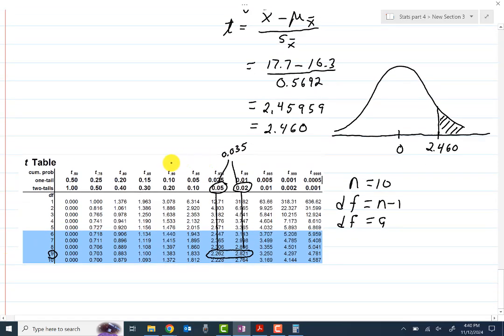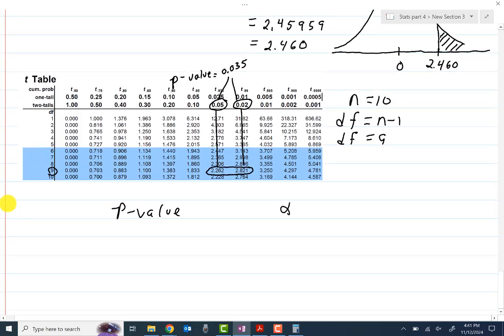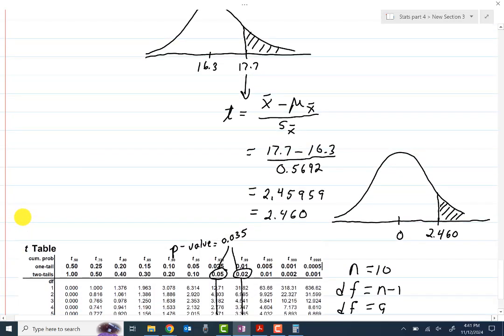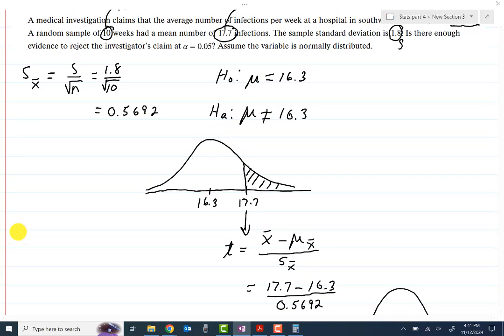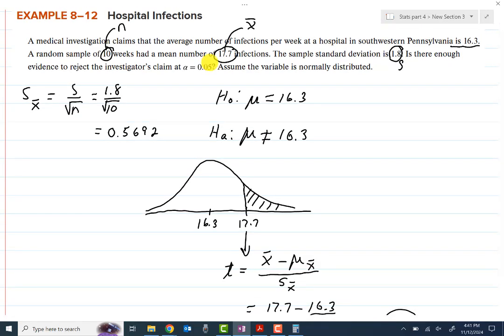And that's the p-value. Now let's take a look at what our alpha was. So I usually do p-value versus alpha. Let me come back up here. The alpha, where'd you go, alpha? Here it is. Alpha is 0.05.